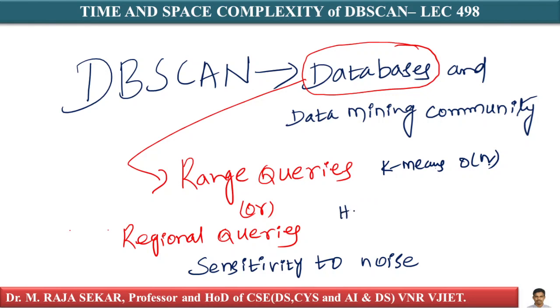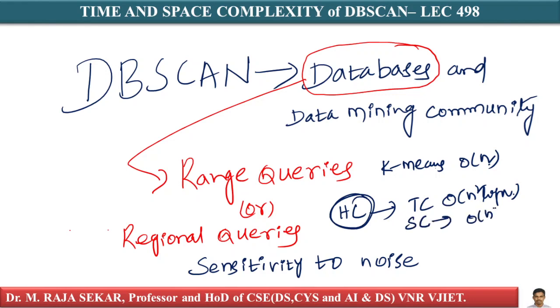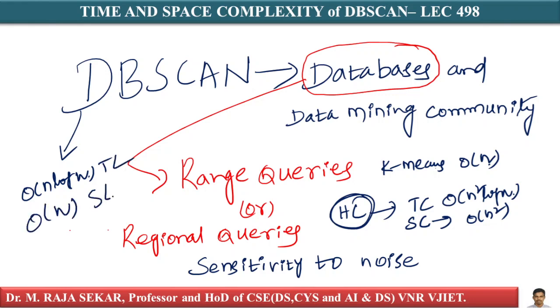In the case of hierarchical clustering, what is its time complexity? Your time complexity is order of n square log n, isn't it? And what is the space complexity for hierarchical clustering? Order of n square, isn't it? What about DBSCAN? As we are discussing, time complexity is order of n log n, and your space complexity is order of n.